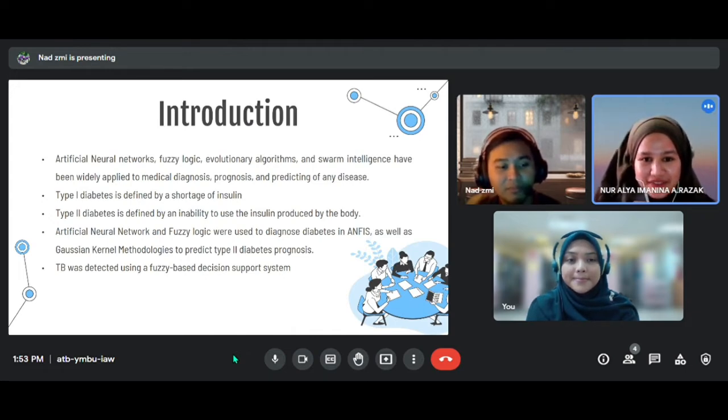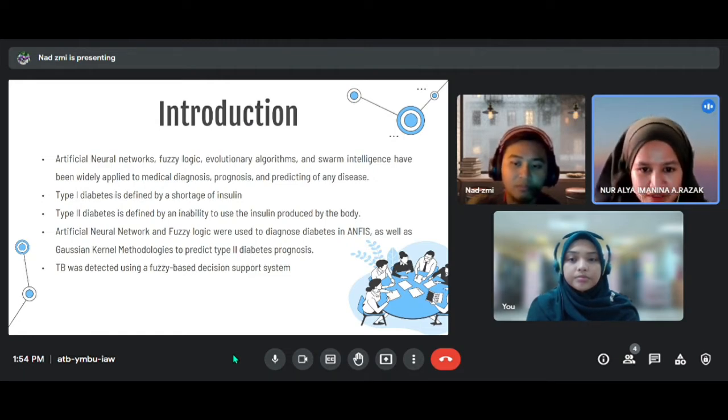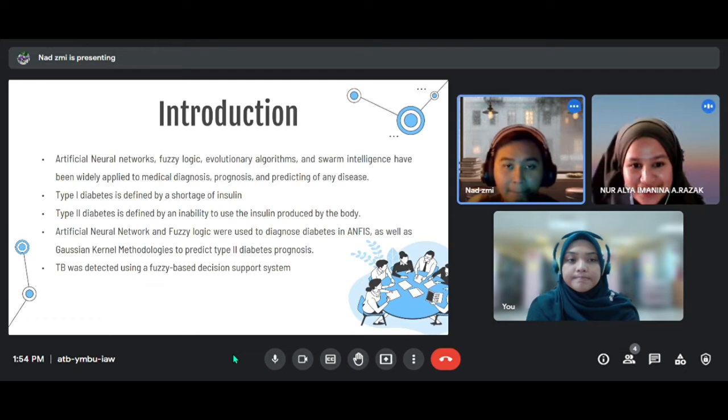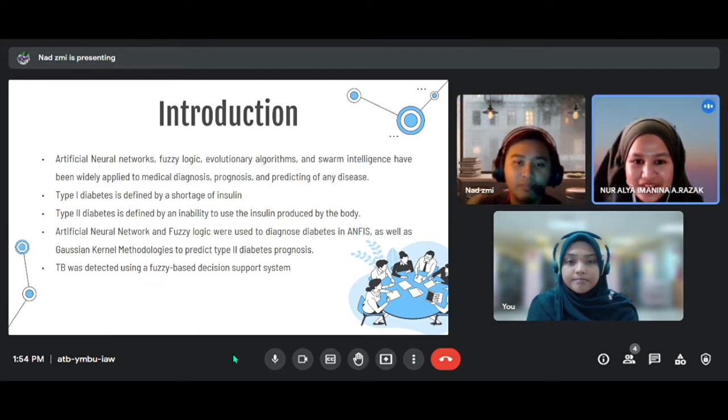Artificial neural network and fuzzy logic were used to diagnose diabetes in ANFIS as well as Gaussian kernel methodologies to predict type 2 diabetes prognosis. TB was detected using a fuzzy-based decision support system. Risk assessment of cardiovascular disease was performed using a web-based fuzzy system combined neural network and fuzzy logic to diagnose hypertension.